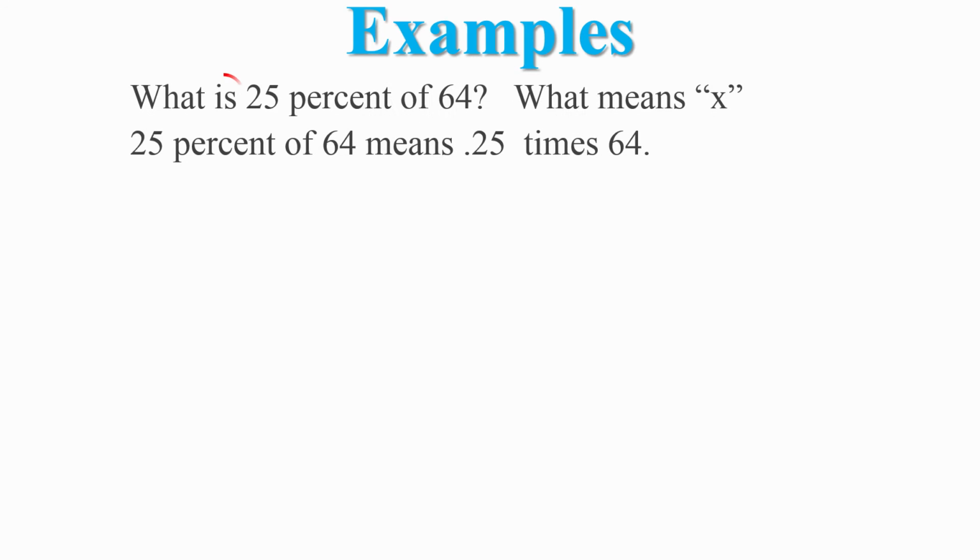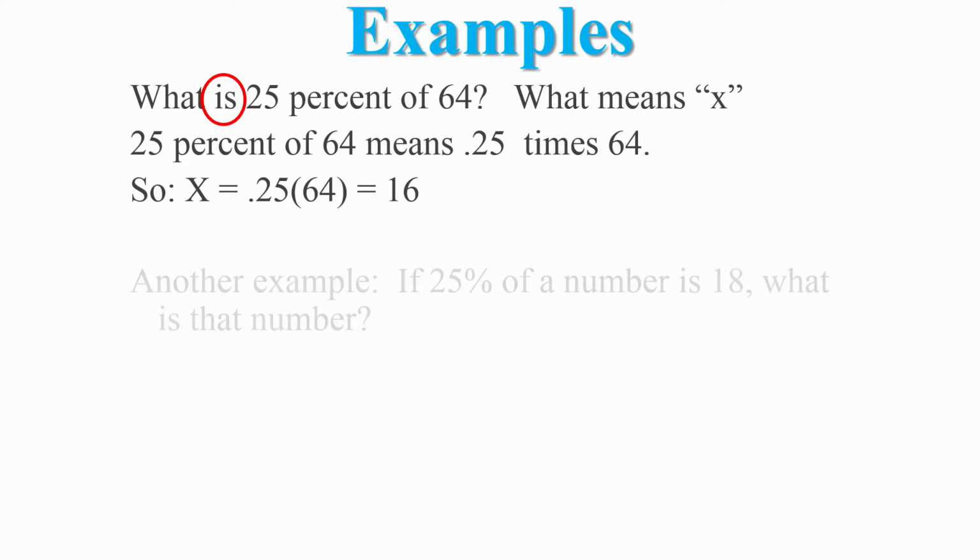What is 25% of 64? On one side of the equal sign is what? Well, we represent that by an x because we don't know. On the other side of the equal sign, the word is, we have 25% of 64, which means 0.25 times 64. The equation is x equals 0.25 times 64, which is 16. That's all there is to percentages.